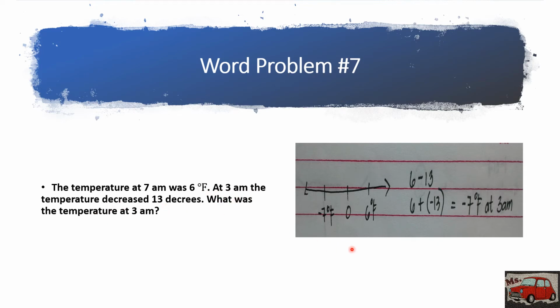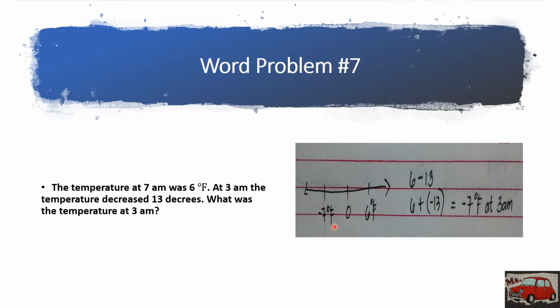Okay? So, if we're gonna use the number line, so nag-start tayo sa 6 degree Fahrenheit and then mababawasan. Okay? So, since nabawasan ang movement natin is pakaliwa. So, mag-step tayo pakaliwa ng 13 steps at mag-stop tayo sa -7 degree Fahrenheit. Okay? So, this will be the temperature at 3 a.m.